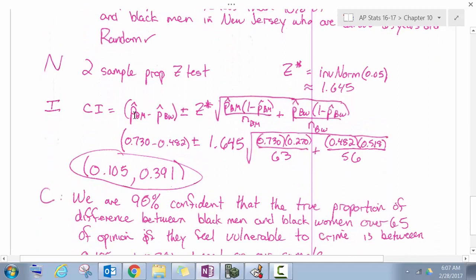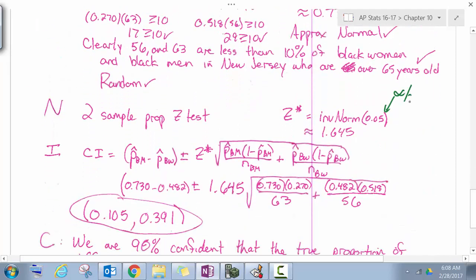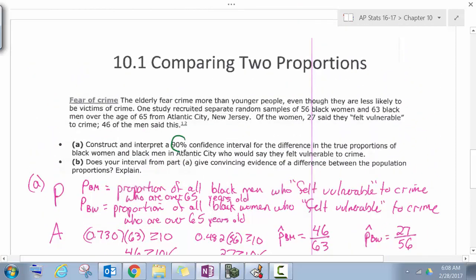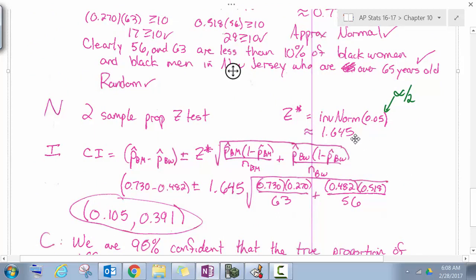So our formula for the confidence interval is the difference, p hat sub BM minus p hat sub BW, plus or minus z star, which is going to be inverse norm of 0.05, and of course that's alpha divided by 2. And alpha in this case is actually 0.10 because we're doing a 90% confidence interval. It's a little bit different. So we get a z-star of 1.645.